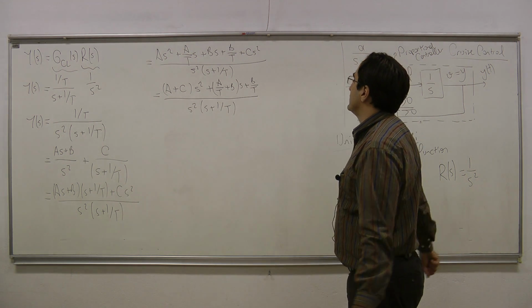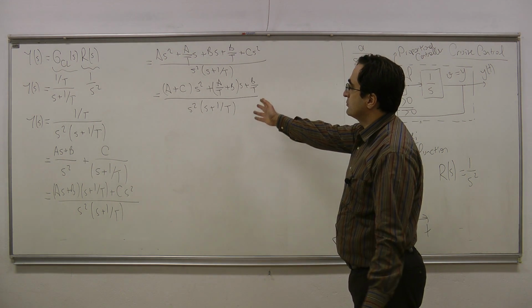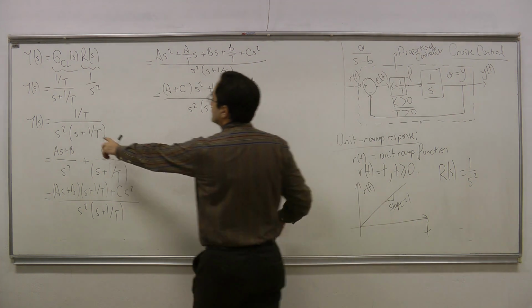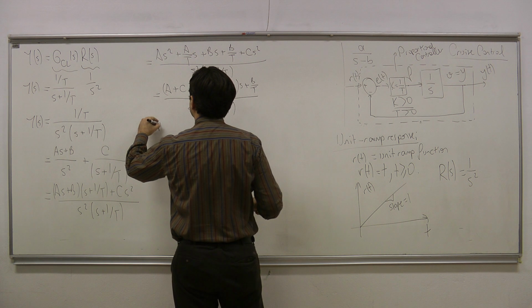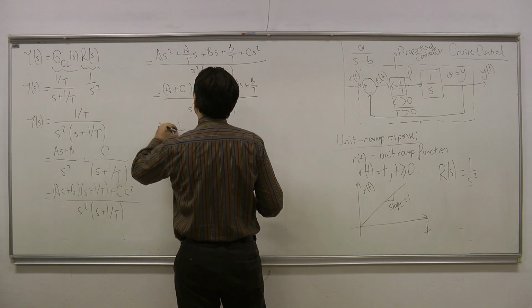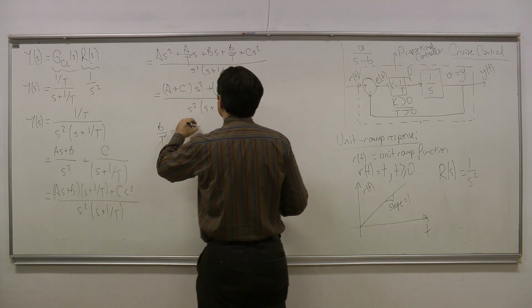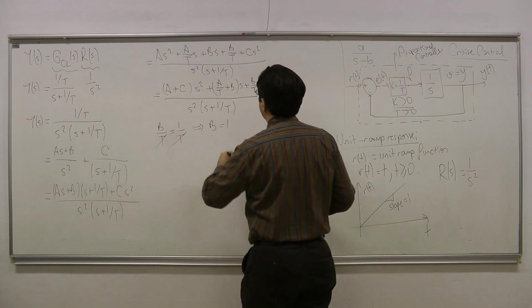So now I have calculated the numerator polynomial. All I have to do is to equate the numerators. The numerator here on the left is 1 over T. So I would have b over T is equal to 1 over T. The T's are going to cancel, so b is equal to 1.